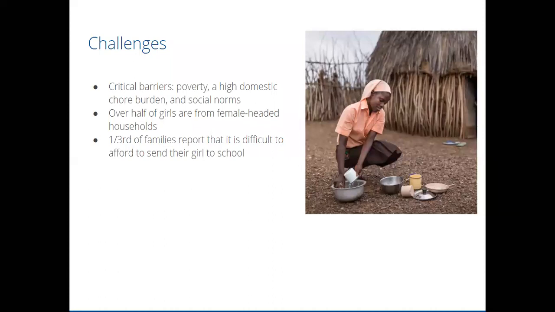Some other contextual challenges: we can see that over half of the girls in our target population are from female-headed households. The poverty barrier, of course, is strong. And when working with a lot of female-headed households, we see this phenomenon often referred to as the feminization of poverty.